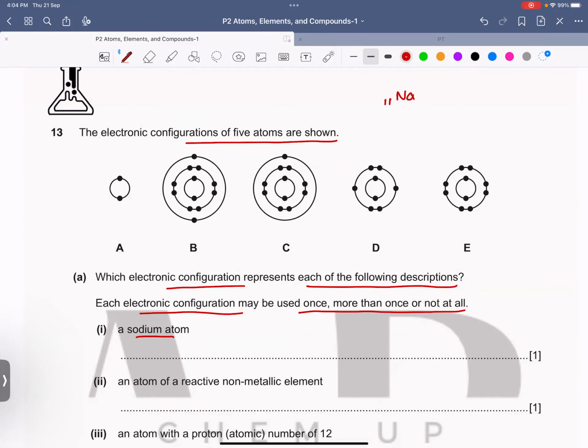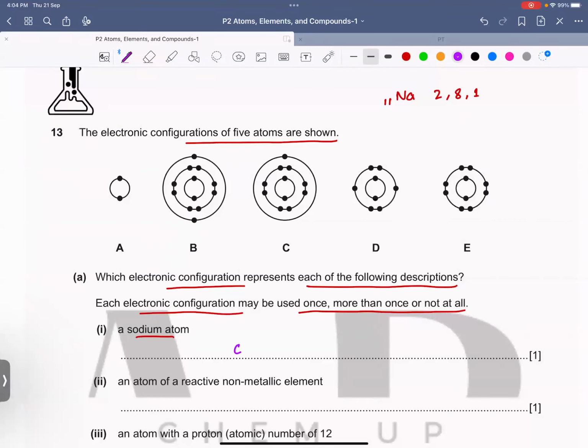So what will be its electronic configuration? 2, 8, 1. So now look at these diagrams. Which one has this? C. Yeah. So the correct answer will be C. Is this clear?